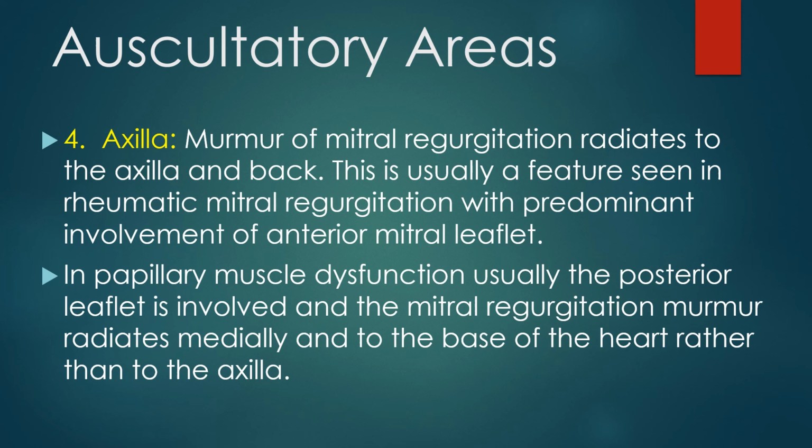Axilla. Murmur of mitral regurgitation radiates to the axilla and back. This is usually a feature seen in rheumatic mitral regurgitation with predominant involvement of the anterior mitral leaflet. In papillary muscle dysfunction, usually the posterior leaflet is involved and the mitral regurgitation murmur radiates medially to the base of the heart rather than to the axilla.